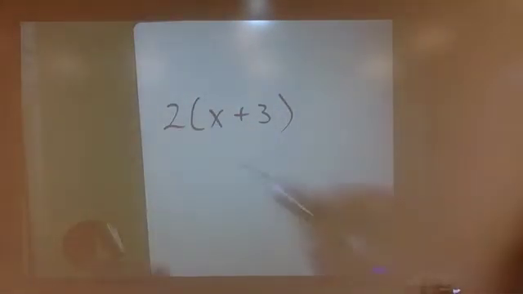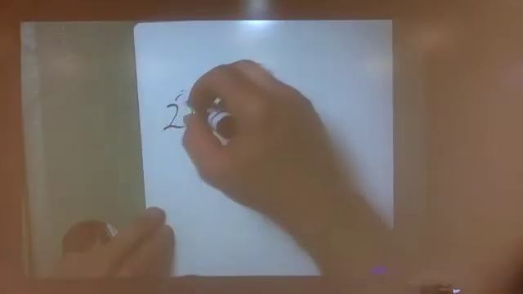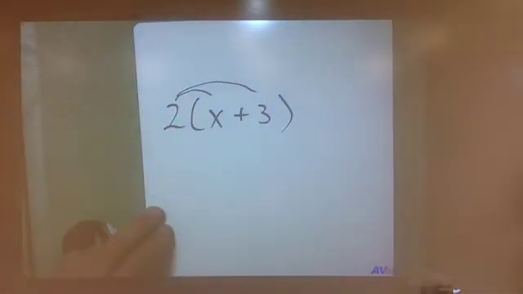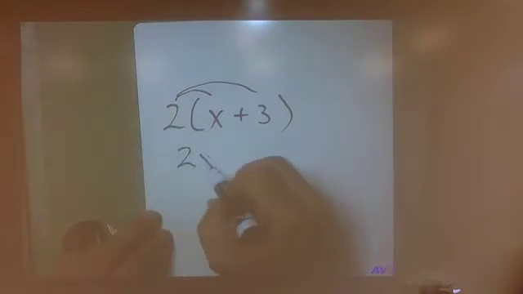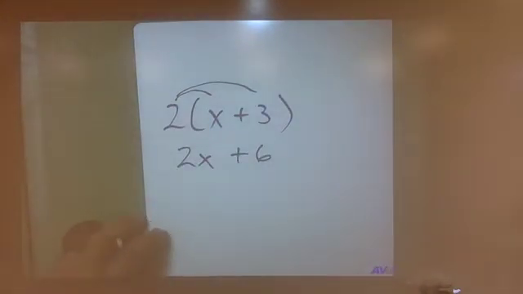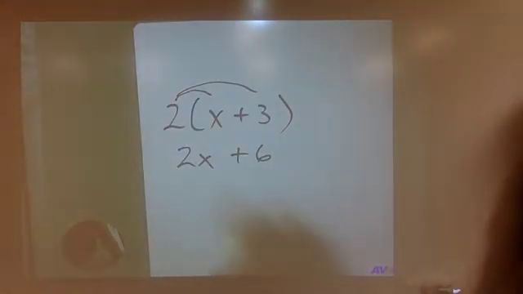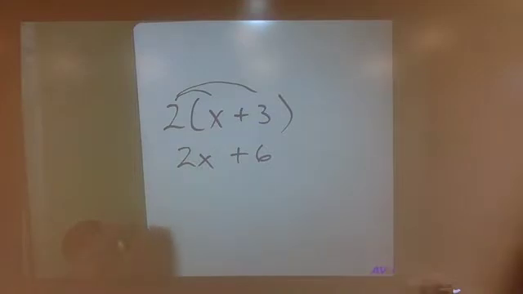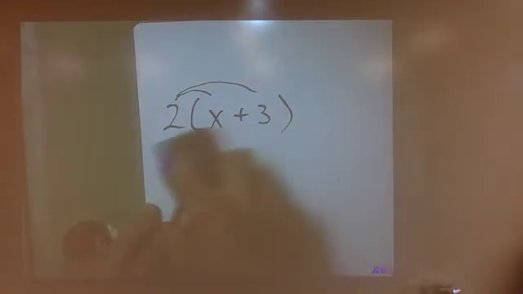And you would actually solve this by distributing the 2 through everything inside your parentheses, and you'd say 2x plus 6. Now you can see that 2x plus 6 is different than 2 times x plus 3. That's why you don't read this as 2 times x plus 3. That's just a little vocabulary and how you read math. But how do you actually go about solving these?